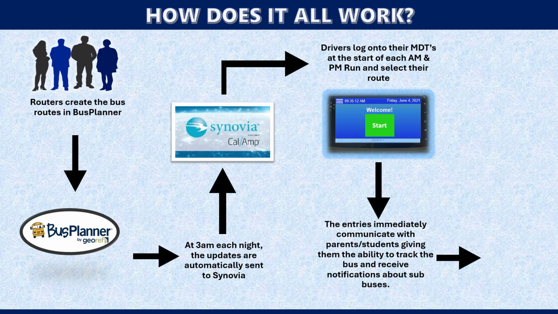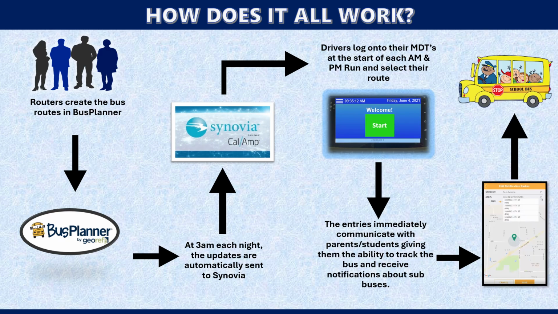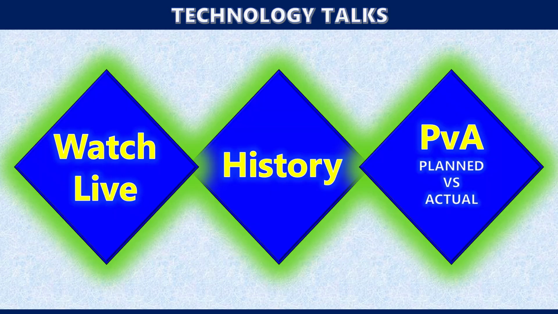The entries will automatically communicate with parents and students, giving them the ability to track the bus and receive notifications about any bus substitutions. And that's all done through the Here Comes the Bus app. Technology talks. And with Synovia, we have the capability of watching buses live as they travel down the roads, pull any history reports, and also view what is planned versus what is actually done.